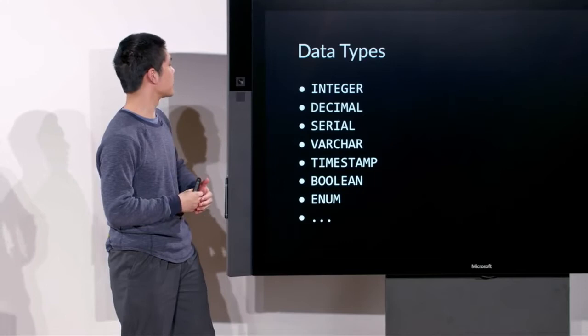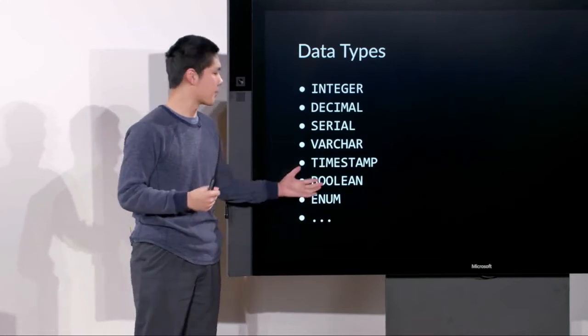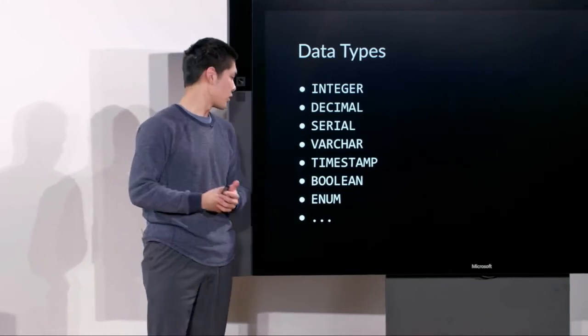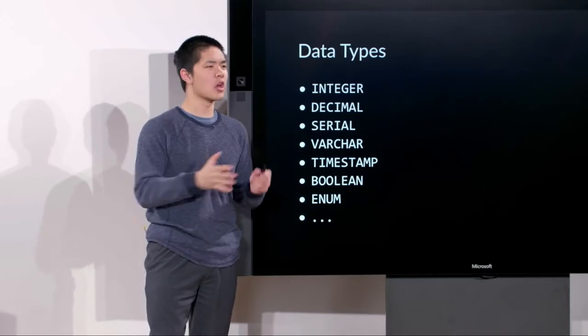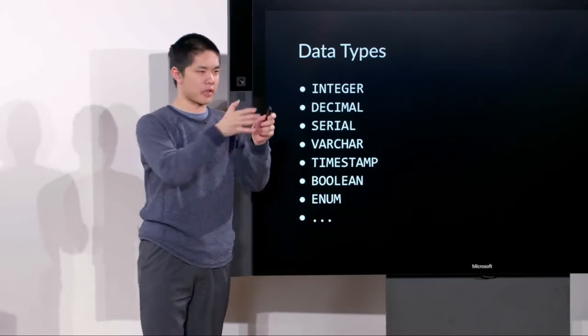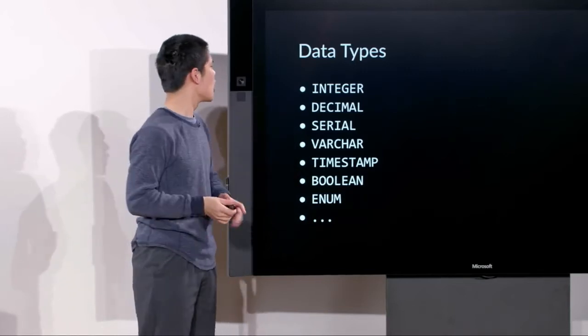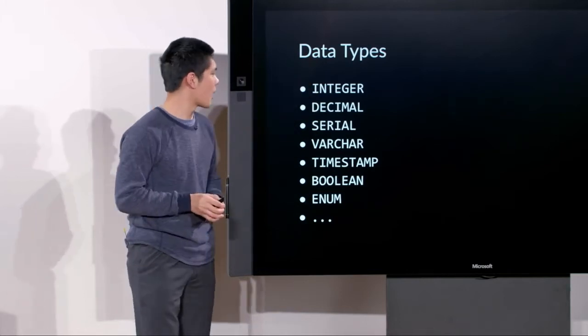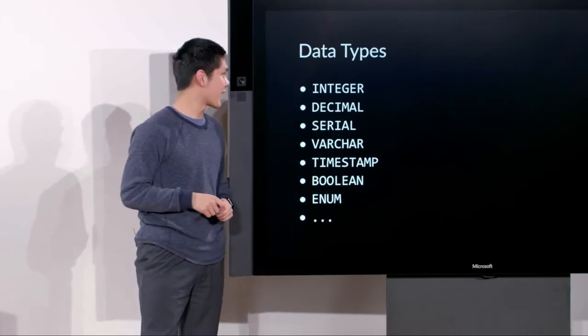Data types for storing timestamps for a date and a time, a Boolean value for true or false, or an enum, which is just a way of saying one of a finite number of discrete possible values that I might have. We'll focus mostly on these top 4 here, though, for the purposes of today.